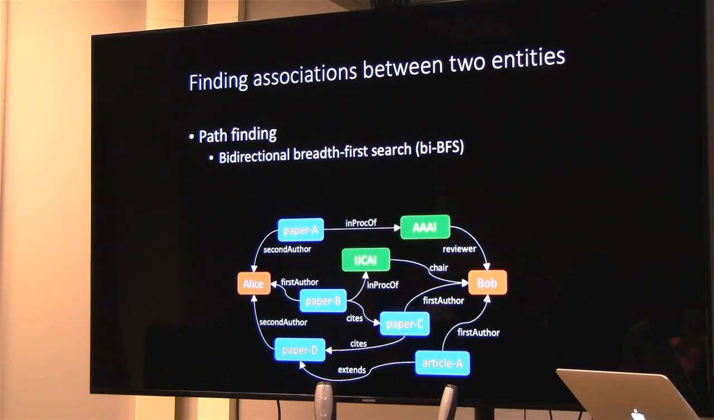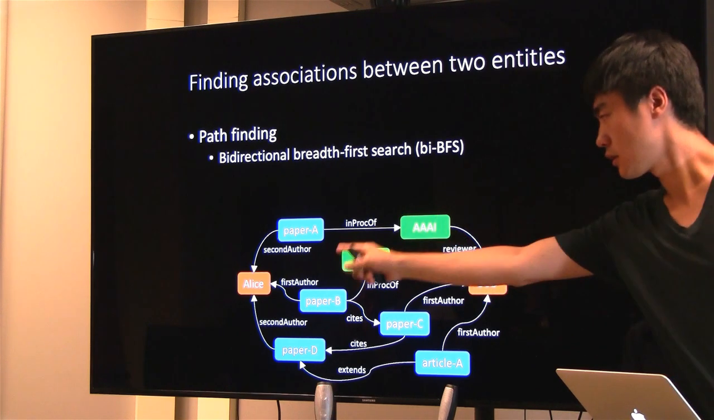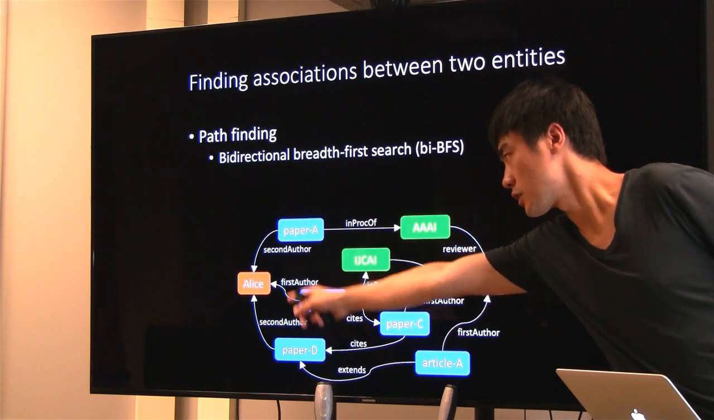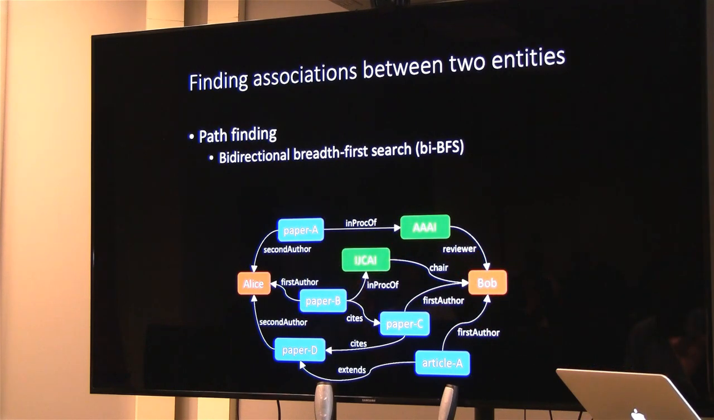So to find all the paths that connect two entities, we can use bidirectional BFS. The idea is basically to start one BFS from each entity, and we try to meet in the middle in order to optimize the performance of graph search. That's pathfinding, and using bidirectional BFS, we can relatively efficiently find a lot of paths that connect two entities.